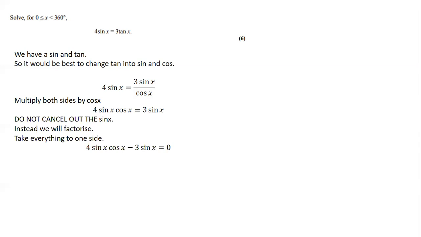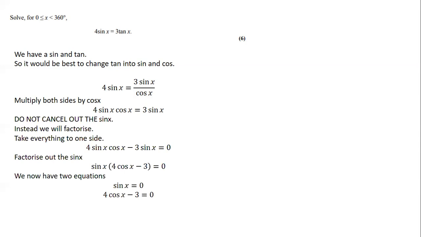So instead, we take it to one side and factorize. So there you go, I took away the 3 sine x, factorize out the sine x, and we get that. Now the sine x by itself, you can imagine brackets around that. So I've got 2 possible brackets. So I've got sine x equals 0, or 4 cos x take away 3 equals 0. So solve the first one, get the first angle, 0, take it away from 180 to get 180.